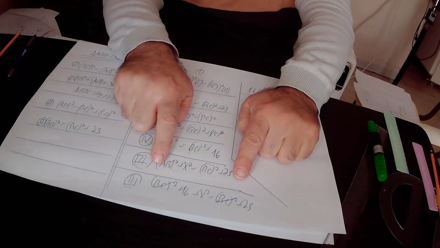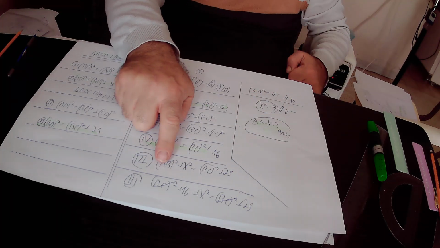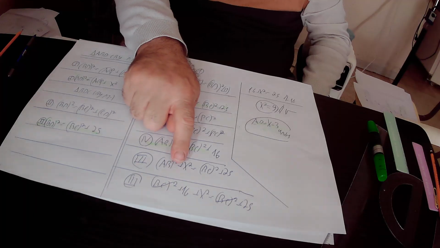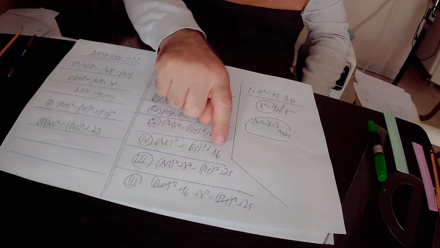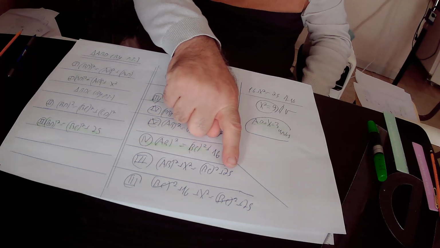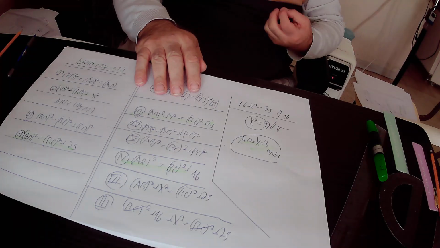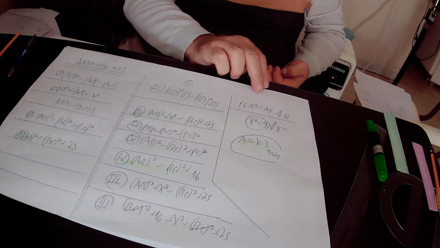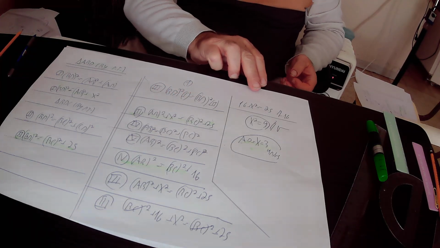Here we have BC squared on both sides of this equation, so BC squared will get cancelled. After cancelling BC squared, one side of the equation is left with only 16 plus x squared, while on the other side we are left with only 25. So in total, we found out that 16 plus x squared equals 25.